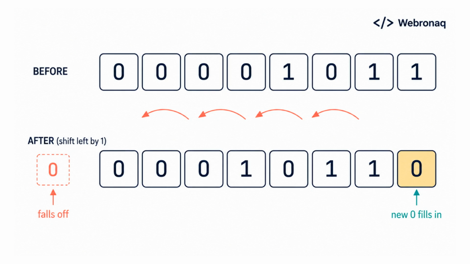Think of it like a row of books on a shelf. Push them all one slot to the left, the book at the end falls off, and an empty slot opens up at the other end. Simple shift, nothing magical happening yet. But the magic shows up when we look at what this does to the actual value of the number.